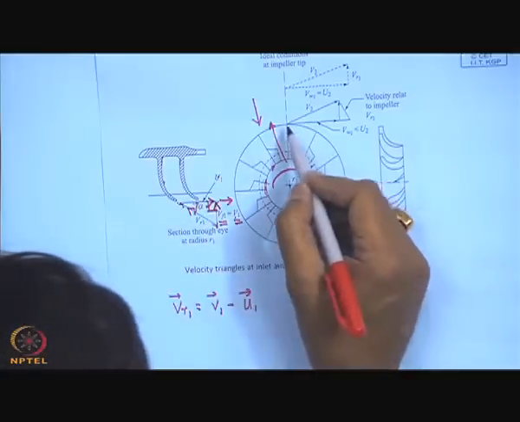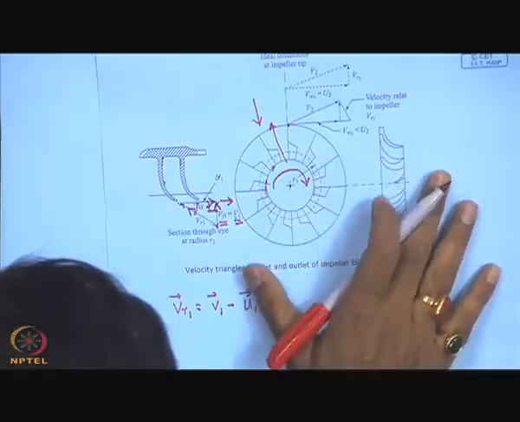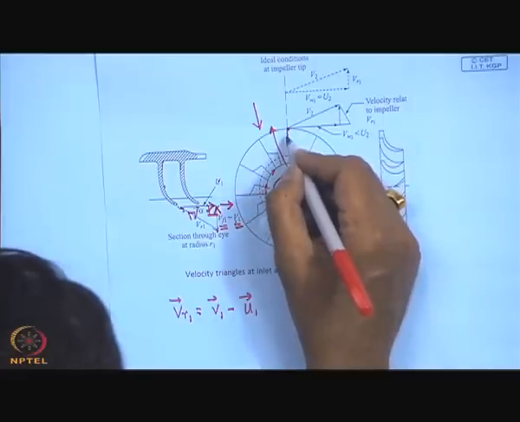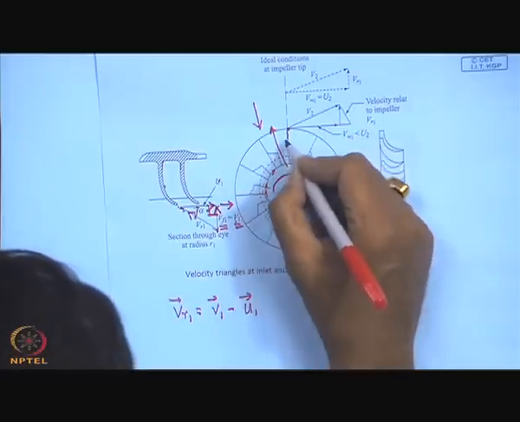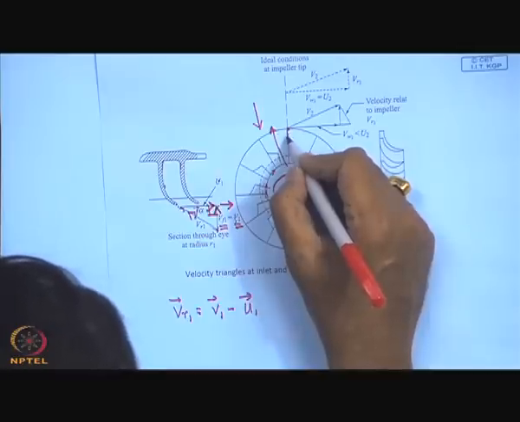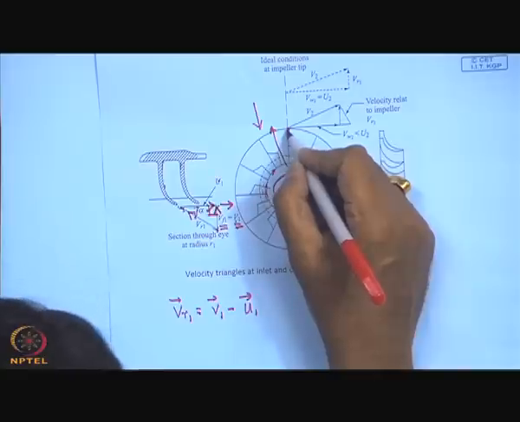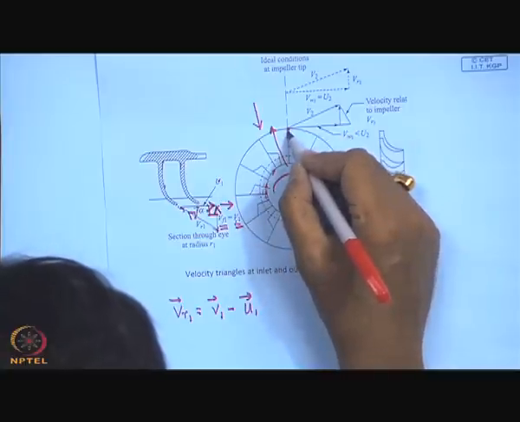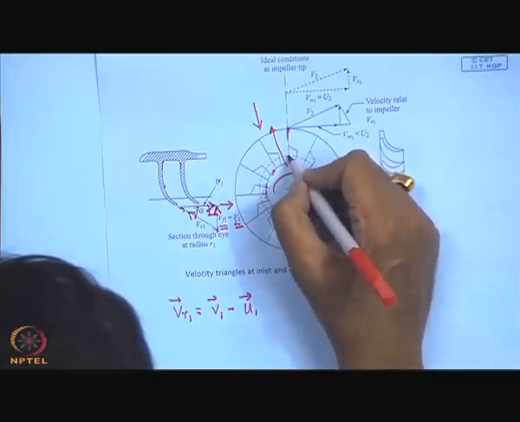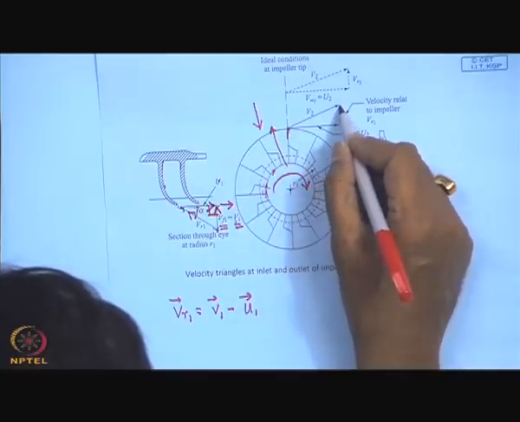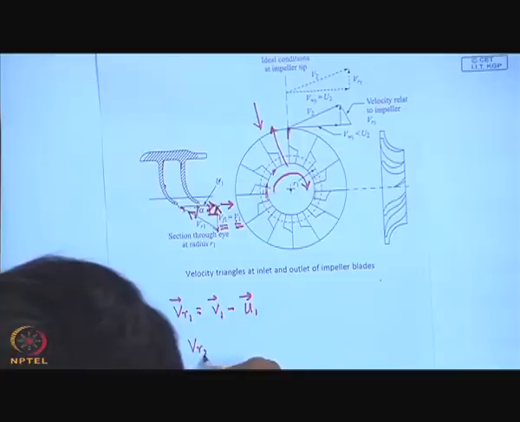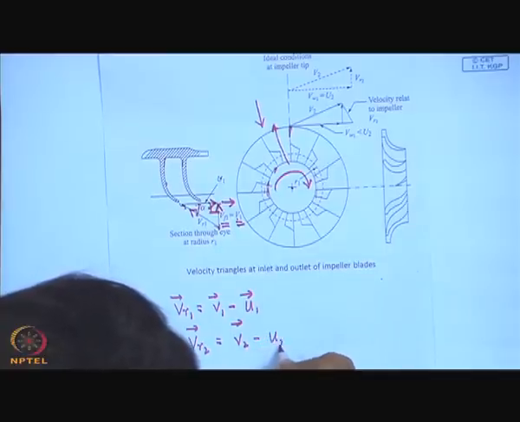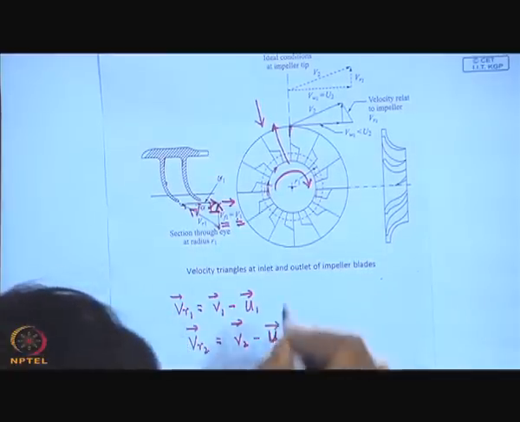Now, what happens at the outlet? Since the blade is made radial, what do we want? Why is the blade radial? We want the air to go out smoothly over this blade, so the relative velocity of the air with respect to the blade should be in the radial direction. Here we write Vr2 is V2 minus U2. What is U2? U2 is the velocity of the impeller at the outlet.